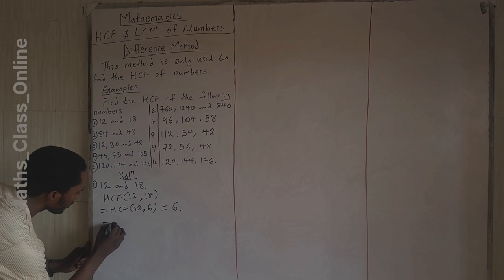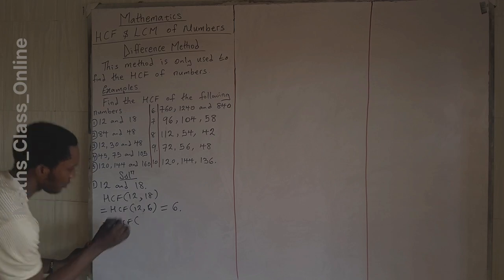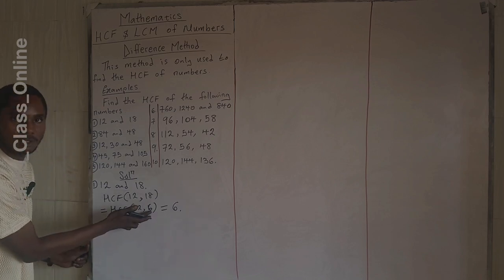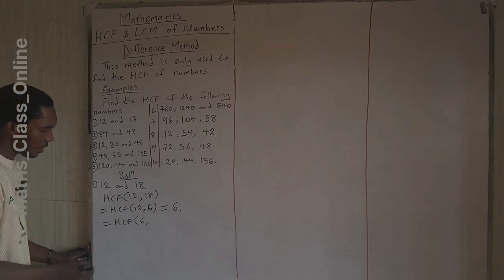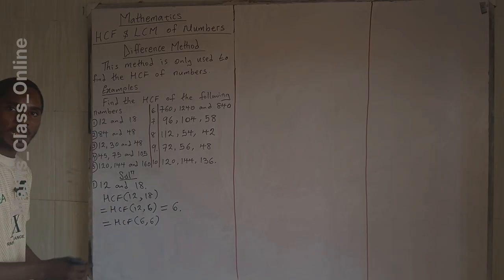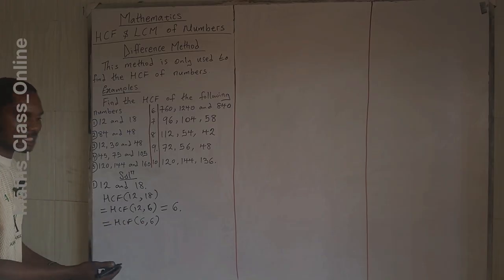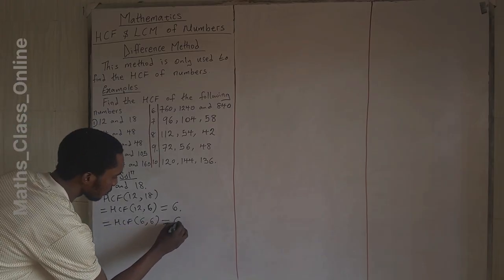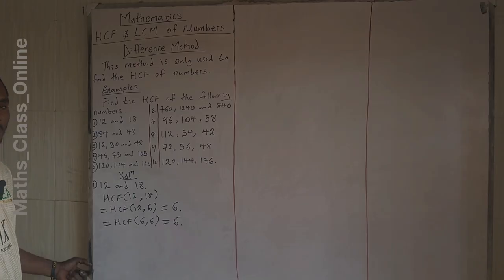We may decide not to stop here. I can still have the HCF, the least number here is what? Is 6. 12 minus 6, that is 6. You can say that we have 6, 6 here. That means that the HCF is what? Is 6. Next example.